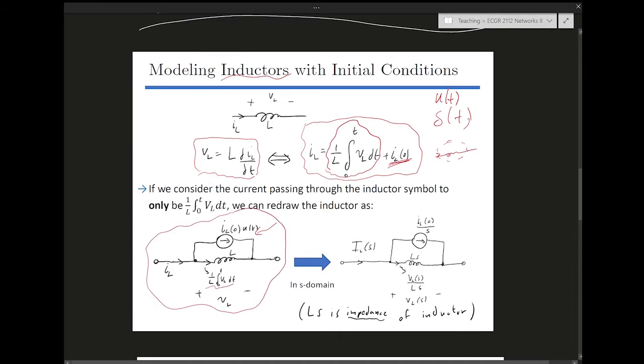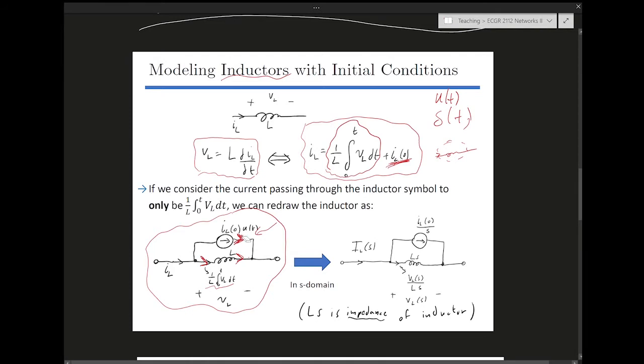And this is in the time domain. So I have the inductor symbol representing the current passing through it. This arrow here is just the integral of VL, the voltage across the inductor, right? The current that goes through the symbol only represents the integral. I have to account for the initial condition. I account for the initial condition by adding a current source in parallel. So the total current of the inductor is going to be the initial condition current plus the inductor current. So this is a valid way of modeling the initial condition.